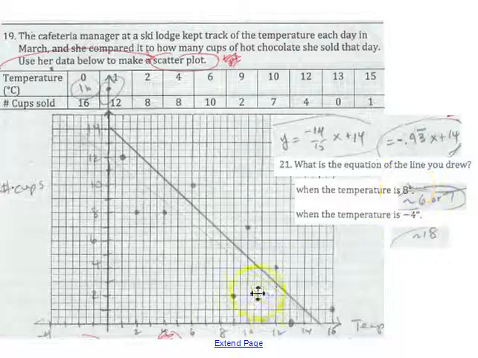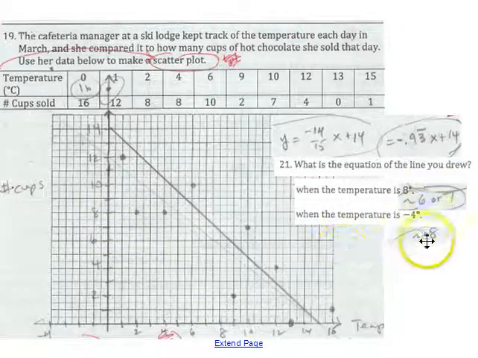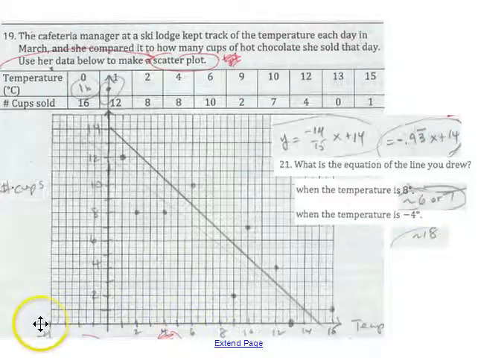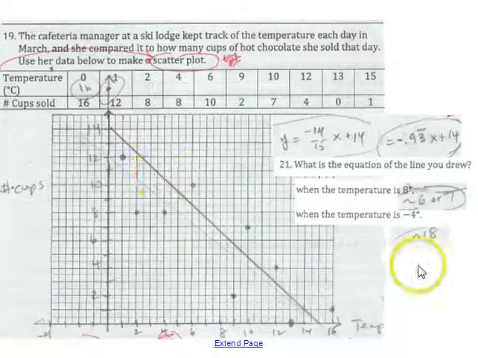Notice when the temperature is 8, there's 8. It looks like about 6 or 7. When the temperature is negative 4, I got to go way over here and way up there. The answer is 18. That's it.